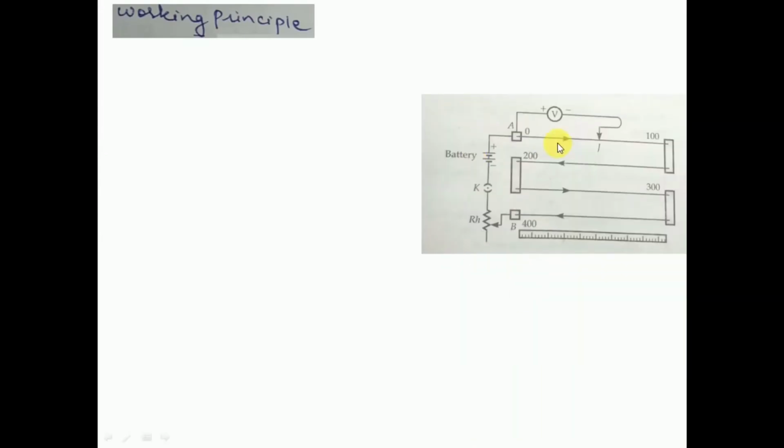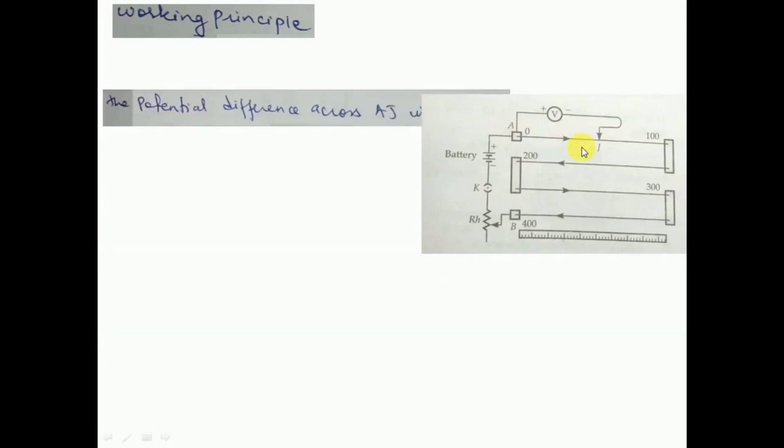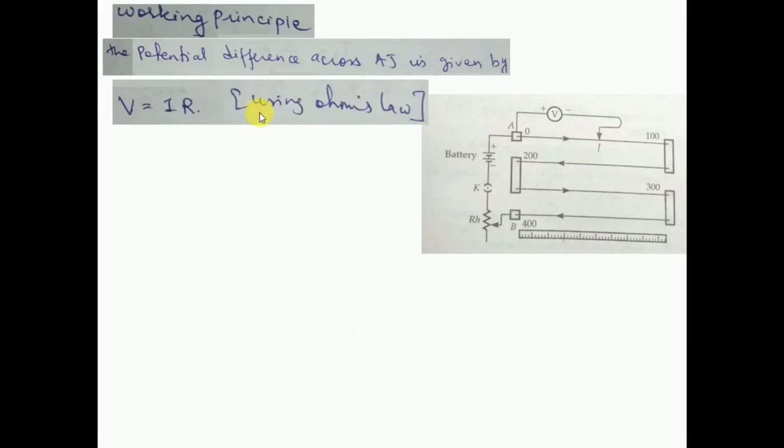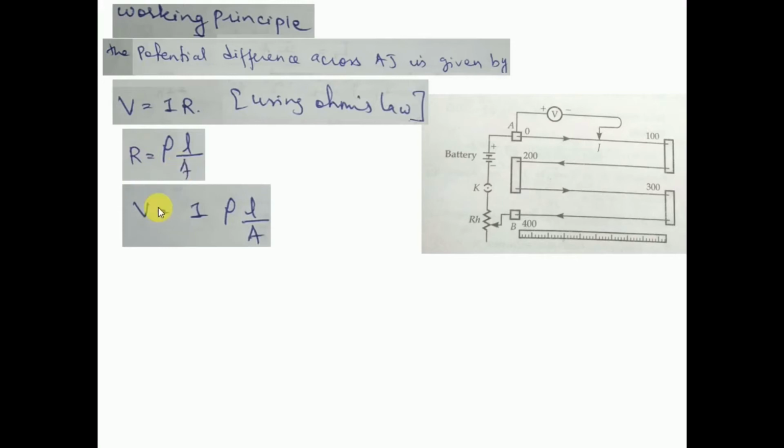Now the working principle. The potential difference between A and J can be given by V is equal to IR, where I is the current flowing through the potentiometer and R is the resistance of the wire. And this R we can write as R is equal to rho L by A, where rho is resistivity, L is length, and A is area. Now if you put the value of R, you will get this.